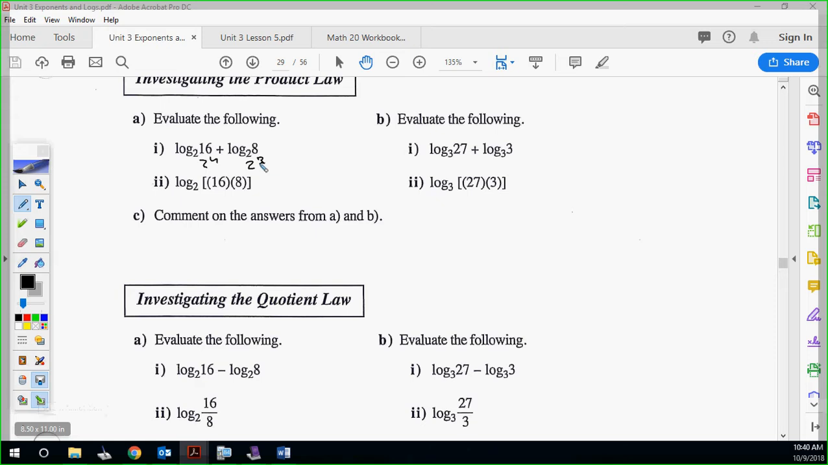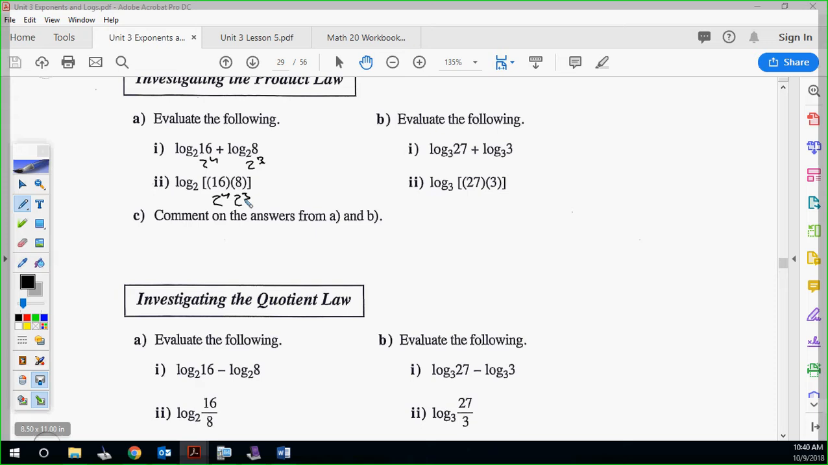But let me show you a little further. See how it's written like this? This would be 2 to the 4th and 2 to the 3rd. And what do you do with the exponent rules there? You add them. So it's exactly what he's saying. This product law is addition, which makes sense because with exponents, you add them anyways.